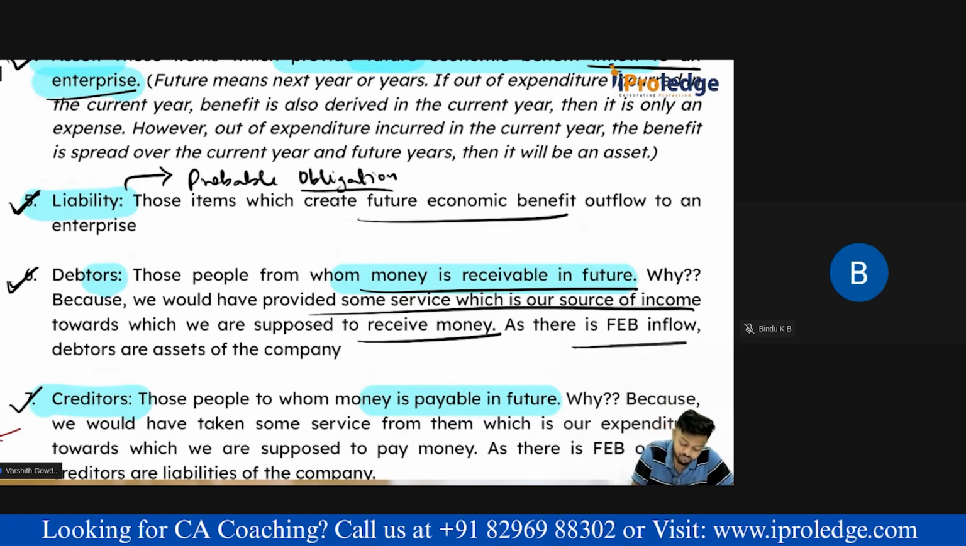What is an obligation? Obligation is a duty to do something. Say, suppose you have taken money from someone. It is your duty to repay him the money. That is your obligation. So obligation is a duty to do something. In case of a loan, it is the duty to repay. Correct? So a liability is generally a probable obligation.